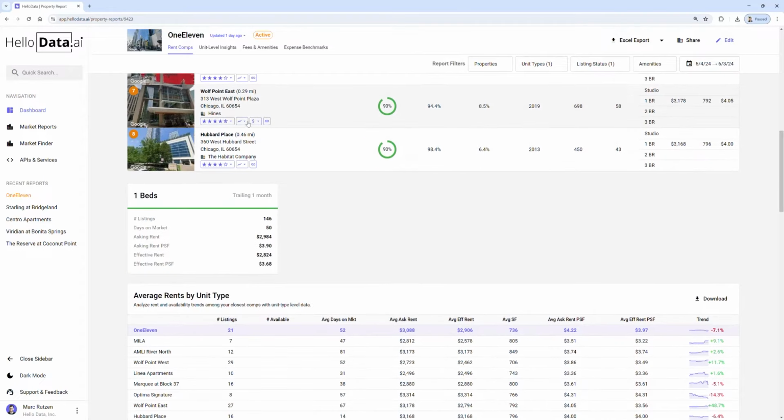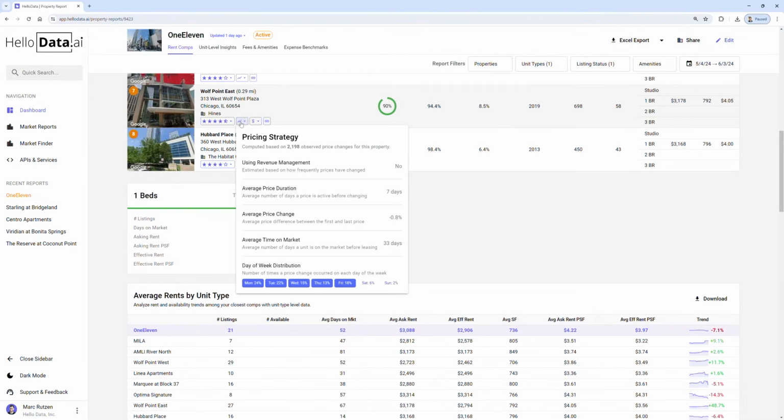You can see this too in the pricing strategy panel over to the left. So here, looking at Wolf Point East, we can tell that they're unlikely to be using revenue management based on how frequently or infrequently they're updating their pricing. We can tell how long a price remains at one level before it moves up or down. And we can tell the difference between the first time each unit appears on the market and where it ends up closing. In this case, negative 0.8%.